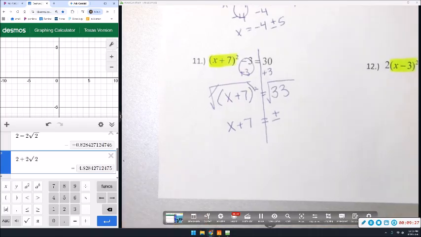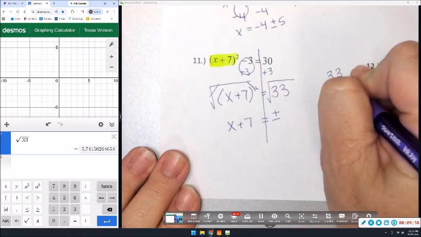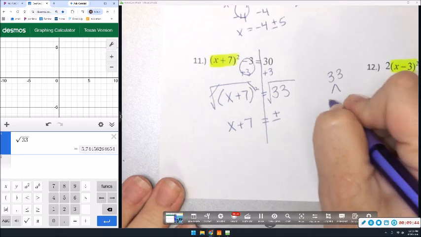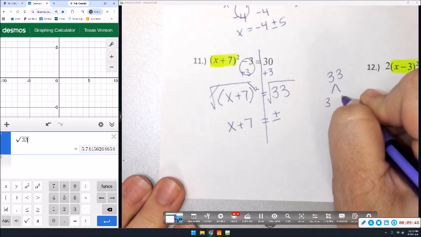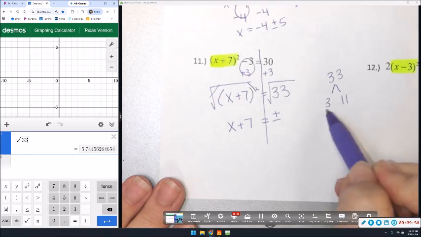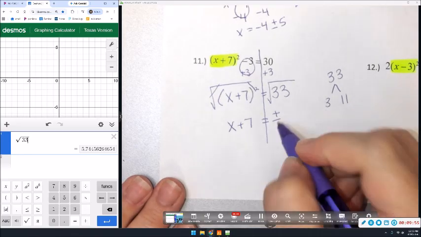Now, if I square root 33, does it give me a whole number? It does not. It gives me an ugly decimal, so what do I have to do? The factor tree. So 33. Does 2 go into 33? No. Does 3? Yes. How many times? 11. Is 11 prime? So we're done. Does this have any pairs? So does it simplify? No.